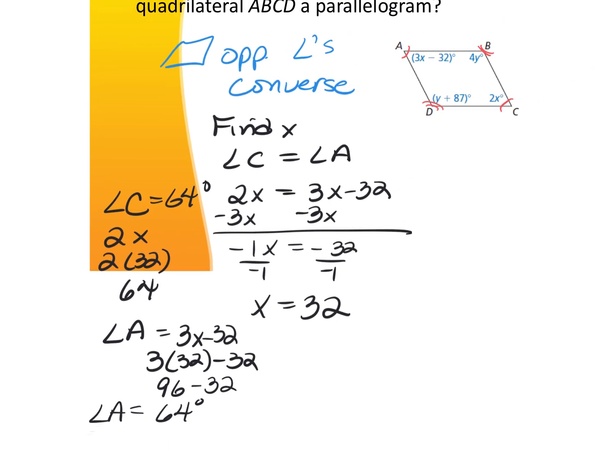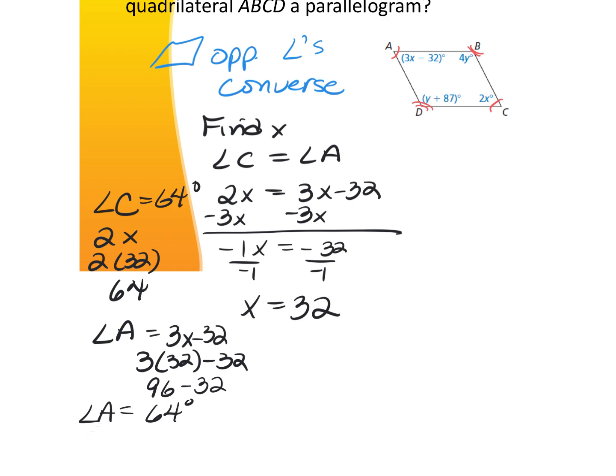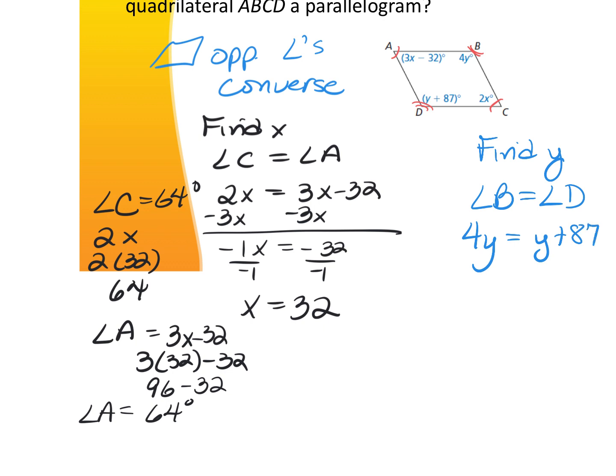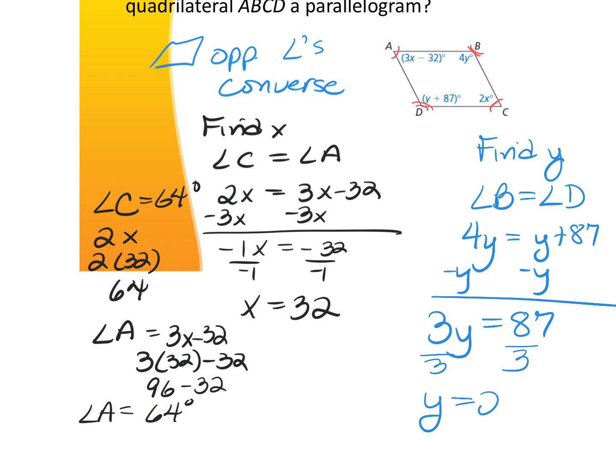Now let's find y. Again, I'm using the same theorem. So to find y, this time, I'm going to set angle B equal to angle D, the opposite angles. Angle B is 4y. Angle D is y plus 87. I'm going to subtract y from both sides. I get 3y equals 87. I need to divide both sides by 3. And y equals 29.